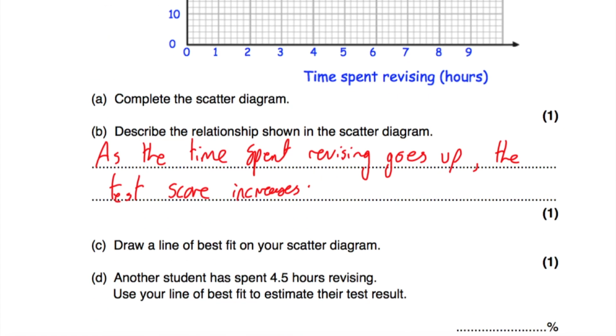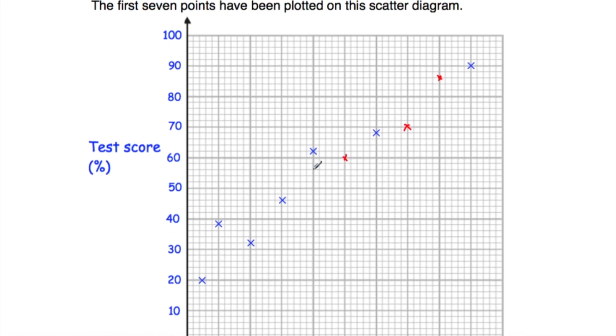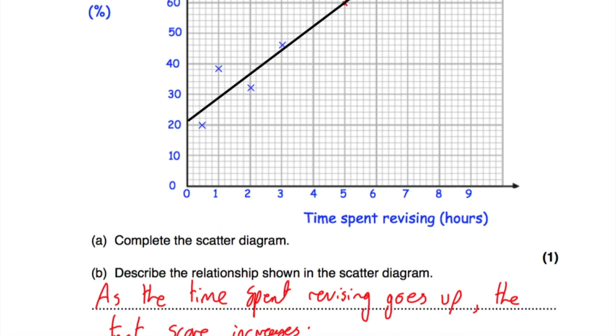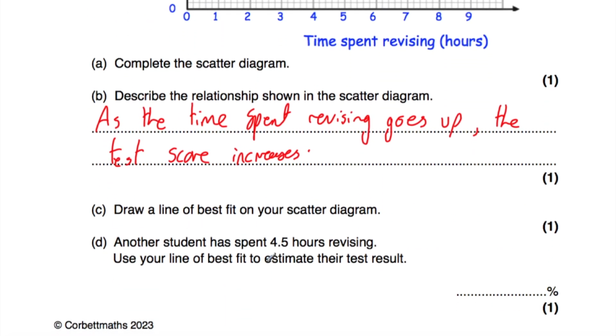Okay, and then part C. Part C says draw a line of best fit. So we need to draw a line of best fit on this diagram. And remember, we just want to draw it as best that we can, and they may vary slightly. So let's do that. So that's my line of best fit. And then part D says, another student has spent 4.5 hours revising. Use your line of best fit to estimate their test score.